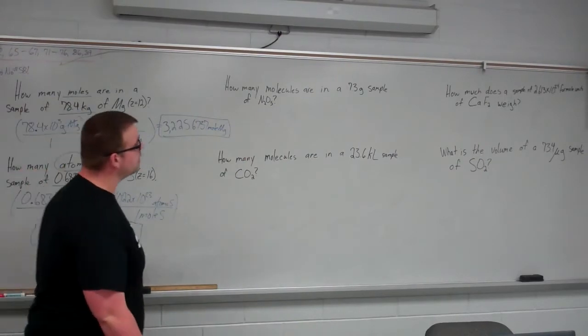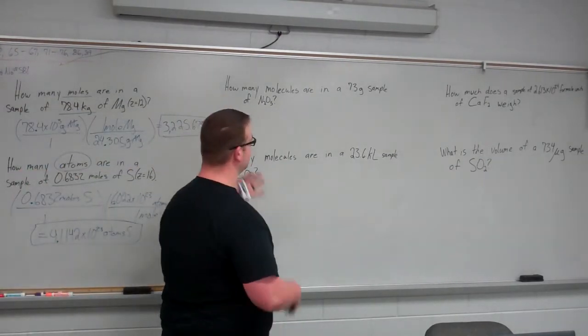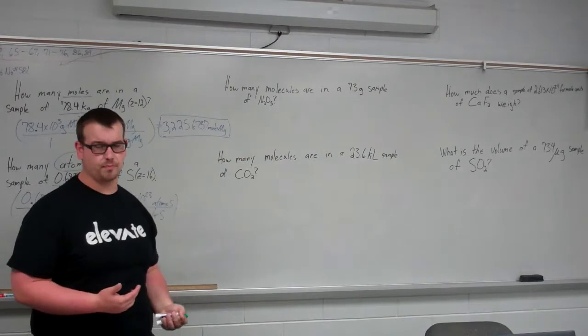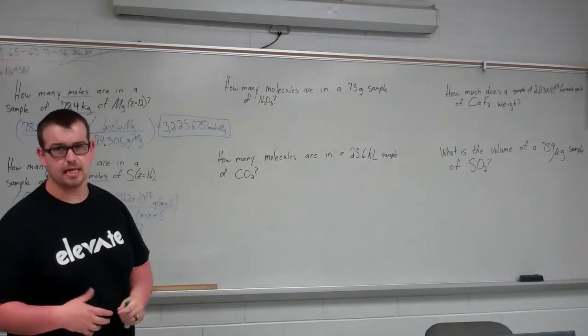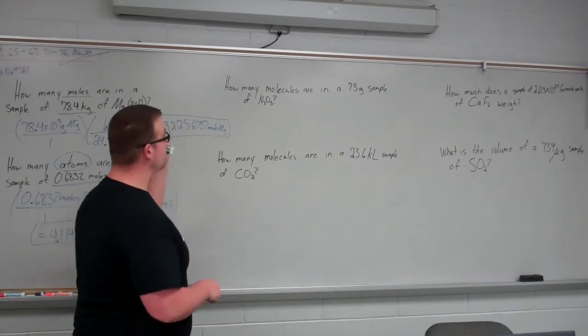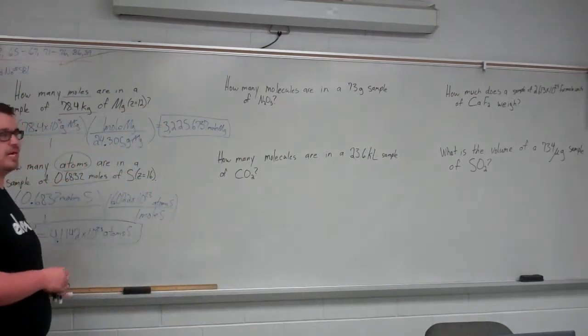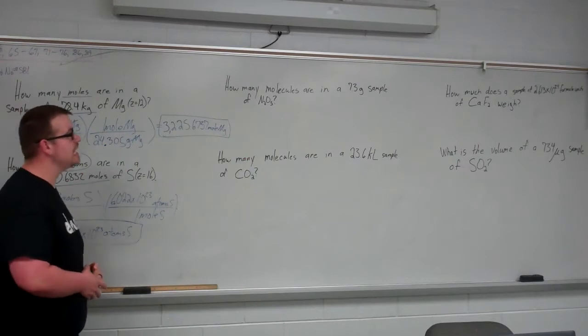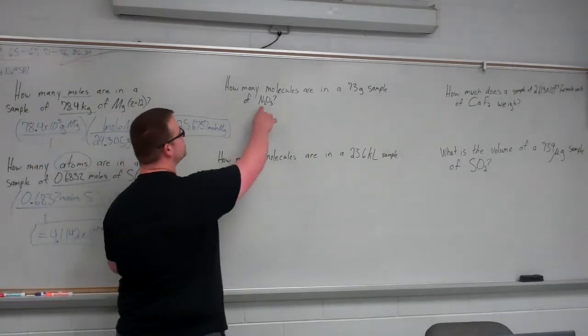So, up here, we're going to start on problem 3, and it's going to get a little bit more complex as we're going through these problems. So let's get it, pump a little bit of steroids up in it. Alright, so the question reads, how many molecules are in a 7.3 gram sample of N2O5?